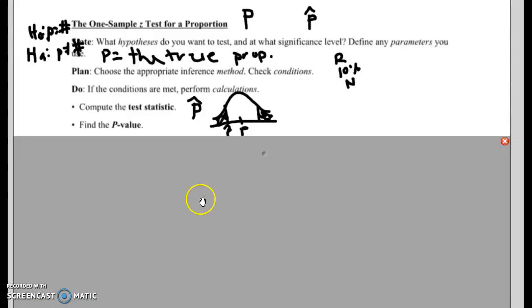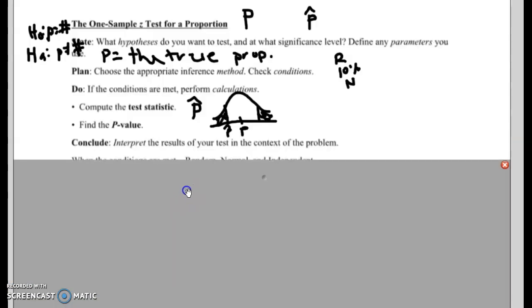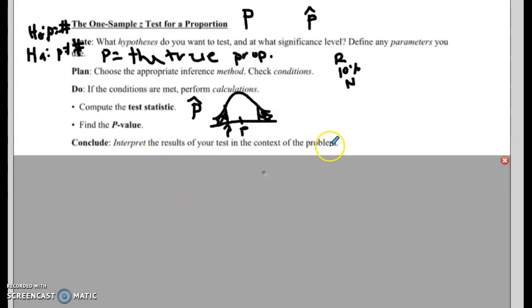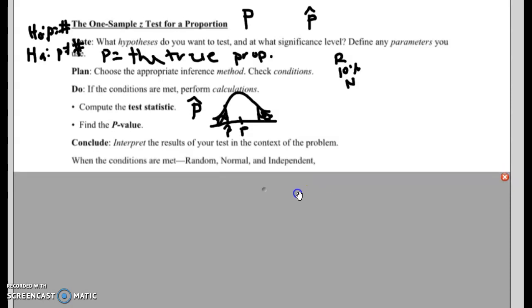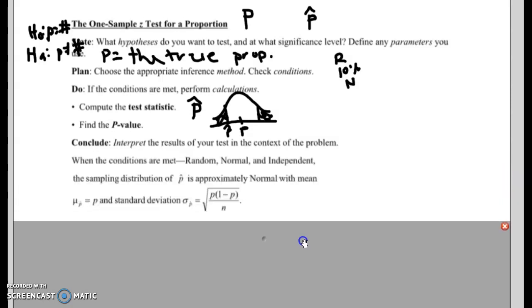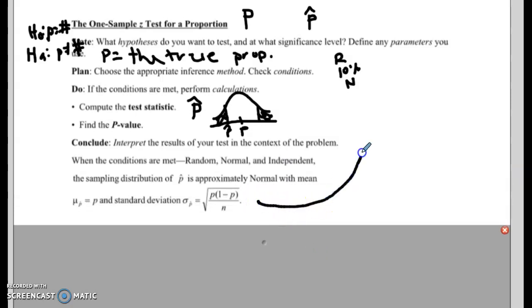Let me go back to the notes. And then conclude, where we're going to interpret. Based on that p-value, are we going to reject the null hypothesis, meaning we got a small p-value, or are we going to fail to reject the null hypothesis, meaning we got a large p-value? And of course, we'll add that in context. And then here's what I'm talking about with this picture of this normal curve.